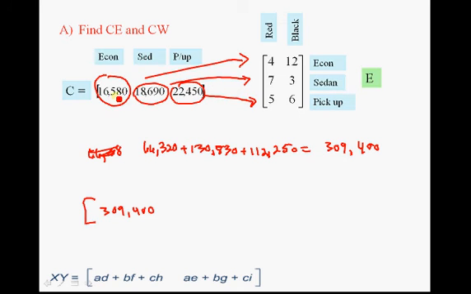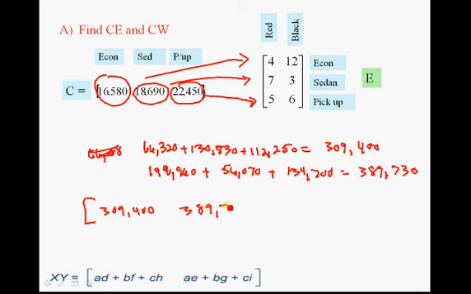Then we do the same thing: 16,580 times 12, 18,690 times 3, 22,450 times 6. I'm just trying to find these on my pad. We get 198,960 plus 56,070 plus 134,700, and adding those all up, that's 389,730. So that's what you get when you multiply these matrices together.